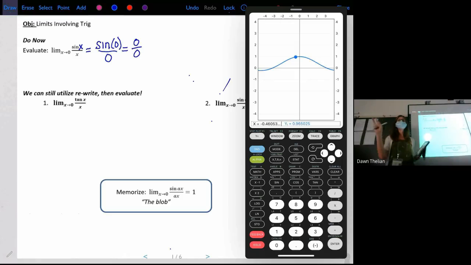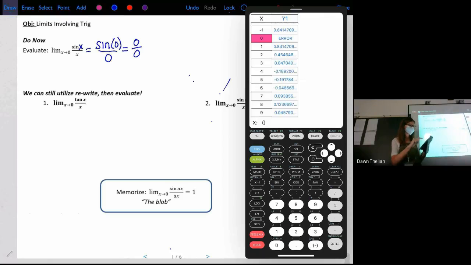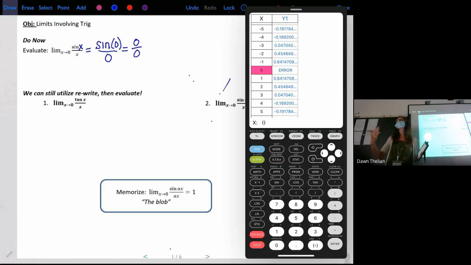Now, I don't see on the graph any issue, but we do know that this doesn't exist at 0 because there's a 0 in the denominator. Take a look at the table of values. It's not that the calculator doesn't know it. It is telling me there's an error at 0. It's that the calculator is not programmed to draw the hole in the graph. So you have to be aware of looking out for those missed points.